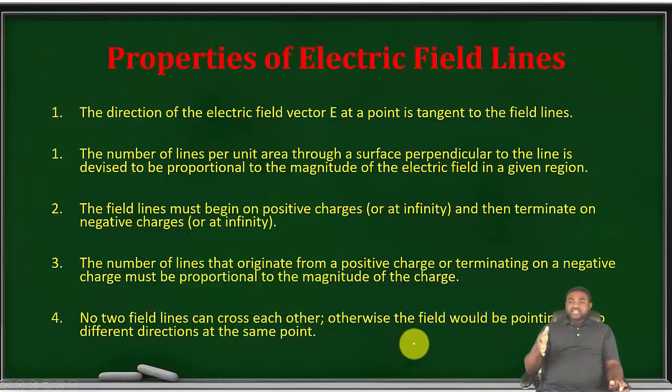And lastly, no two field lines can ever cross each other. If two field lines cross each other at a given point in space, it indicates that the field at that particular point has two different directions, which is not possible. The field at a given point has only one direction.